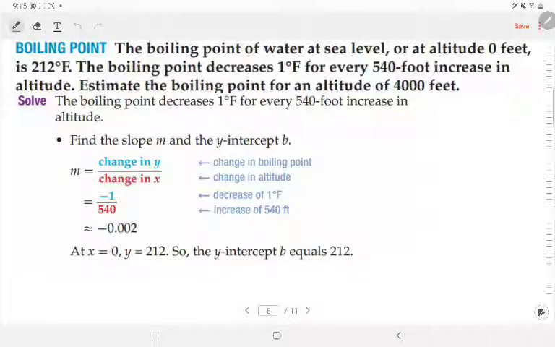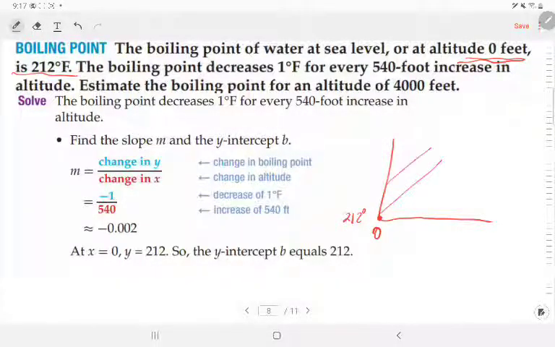So when x equals 0, y equals 212. So the y-intercept equals 212. Again, at x equals 0, so they tell us at 0 feet, y is 212 degrees. So the y-intercept would be at 212, because if you had a chart and you had 0 feet here and 212 degrees here, that's where it would start. Or it could be up here. It doesn't matter. But what they're saying is at 0 feet.